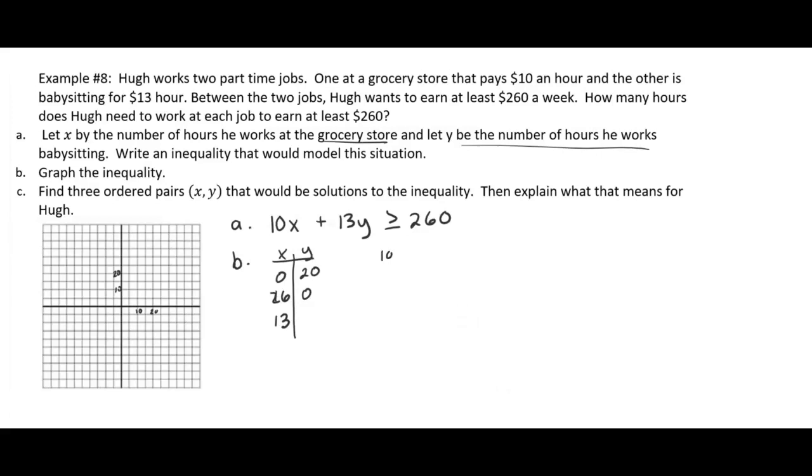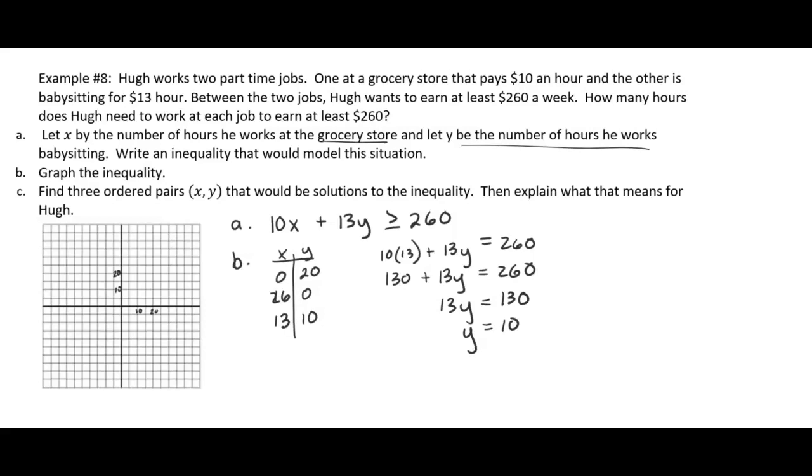Say I put in 13 for x. Now why did I pick 13? Well, it's halfway between 0 and 26, so I'm hoping it works out nice. I'm trying to graph the equation, remember that. Okay, so that's 130. So 13y equals, if you subtract the 130, you're going to get 130. Divide both sides by 13, you're going to get 10 for that.